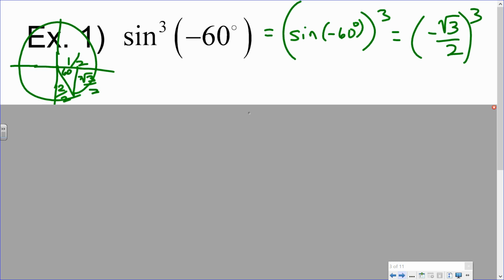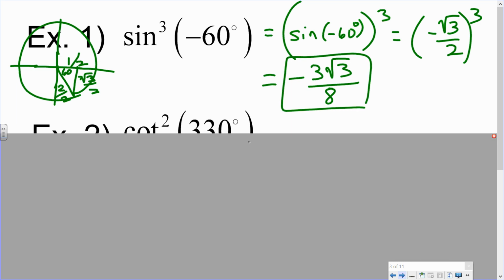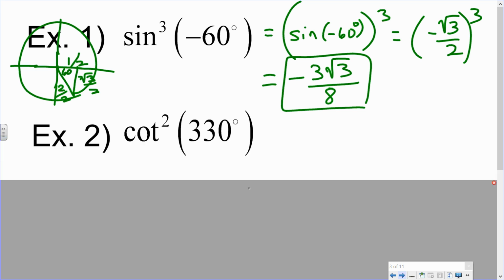But now I need to cube it. Negative, negative, negative is, 3 negatives make a negative. √3, √3, √3 is regular 3 times √3. And 2 cubed is? So does that make sense to everybody? You evaluate it first, and then you cube it or square it or whatever.